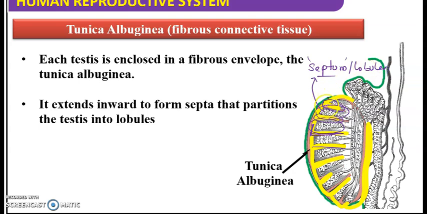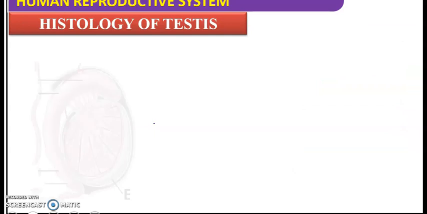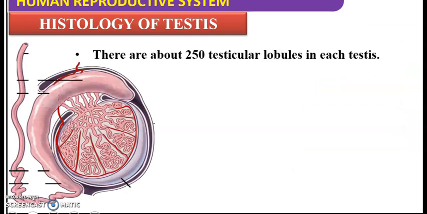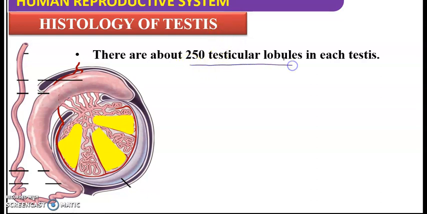The walls of the tunica albuginea inside are called septa, and these partitions are called the lobules. So the testis contains many lobules which are formed due to the septa created by the tunica albuginea. Okay. Now, how many lobules are there? There are almost 250 testicular lobules in each testis, which we have highlighted here.